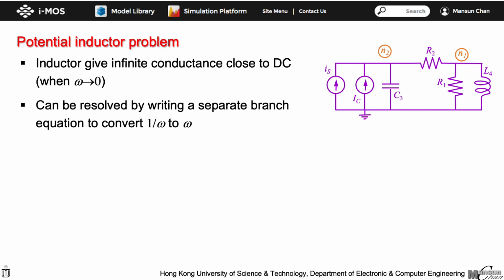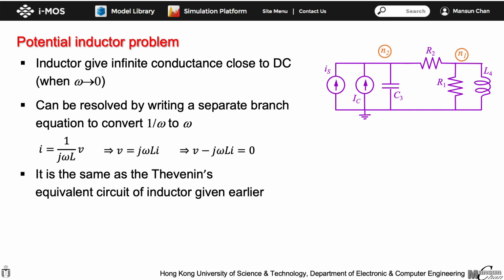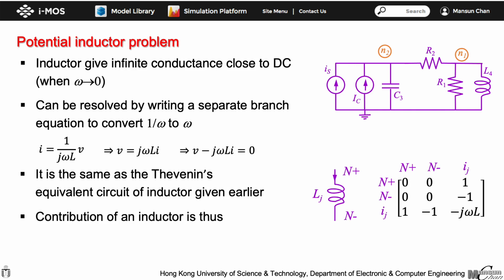To solve the problem, we can rewrite the branch equation to add the branch current as a state variable explicitly. By rewriting I equal to 1 over j omega L times V as V equal to j omega L times I, we avoid the 1 over j omega term and convert it into j omega. And the branch equation in terms of both voltage and current becomes what is given here. It is the same as the Thevenin's equivalent circuit described earlier when inductor was first introduced. And the matrix entries of an inductor is thus given by what is shown here.